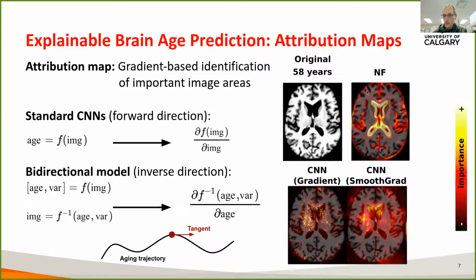And we can see here, this is the result for our model here. Those are the results for gradient and SmoothGrad for the standard CNN. And you can see that the normalizing flow model comes up with a much smoother explanation of the important areas, and they totally make sense. So it kind of focuses mostly on the ventricles, which is normal because they are heavily used to come up with a specific age prediction here. Also in other models, as you can see here, but it's more noise down here. So we can generate smooth attribution maps by using the inverse direction.